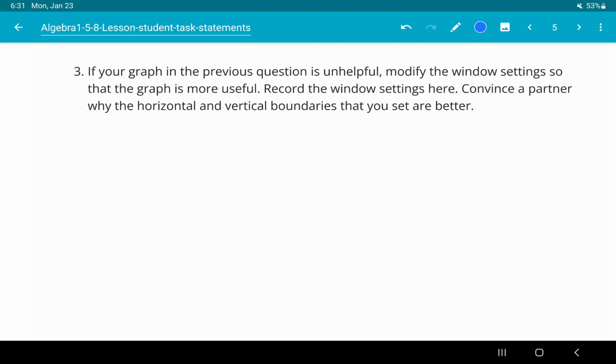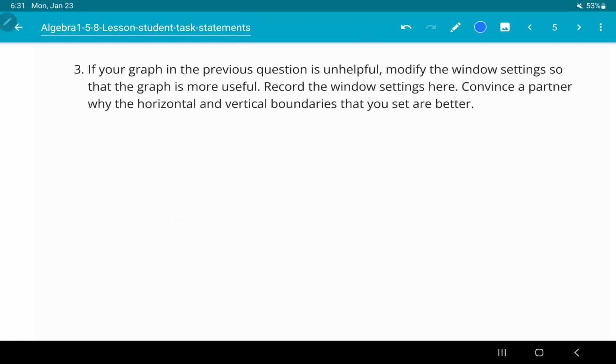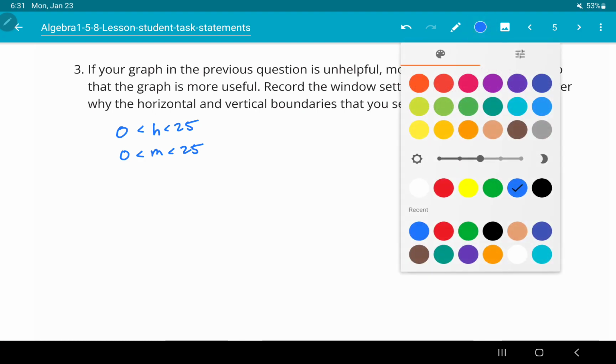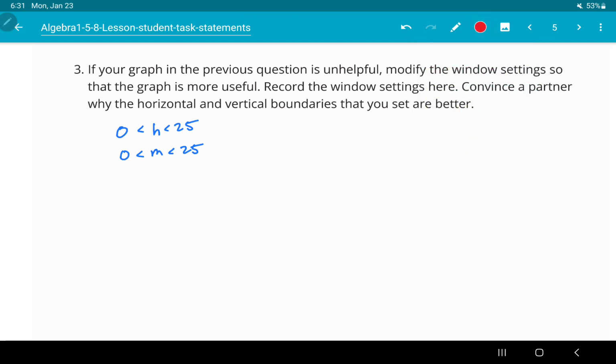All right, so for h was the x-axis. So we're going to need to have h values between 0 and 25, and m values between 0 and 25. And why is this better? Okay, so let's say why it's better.